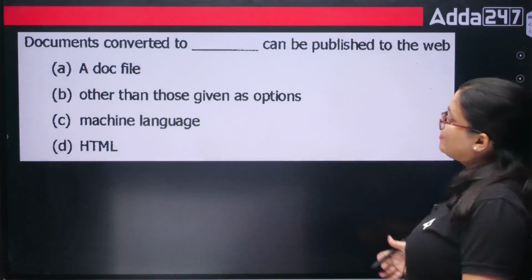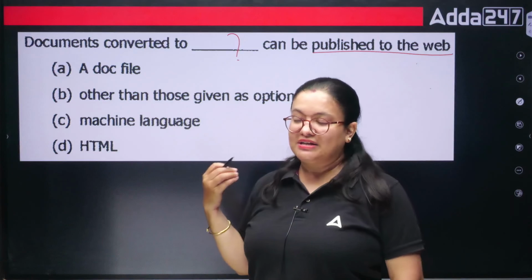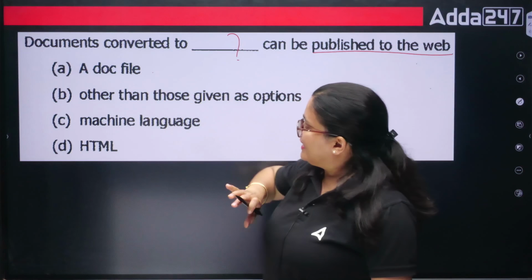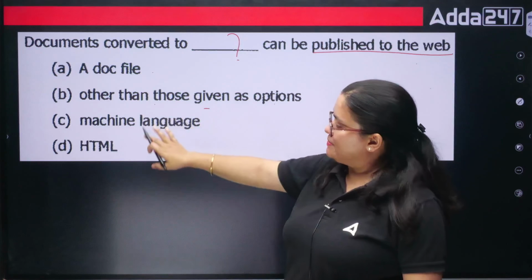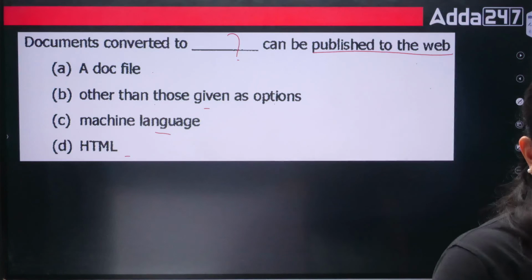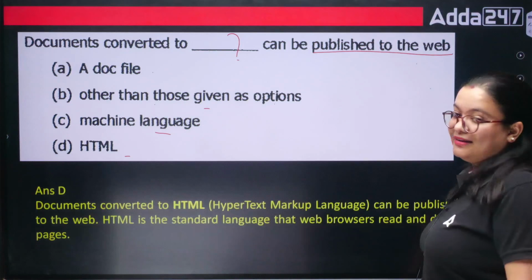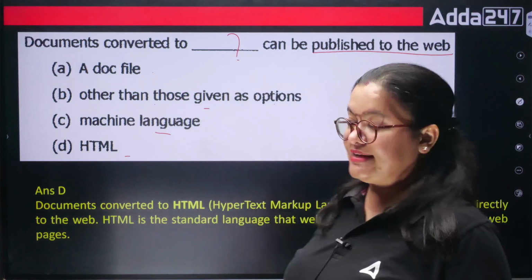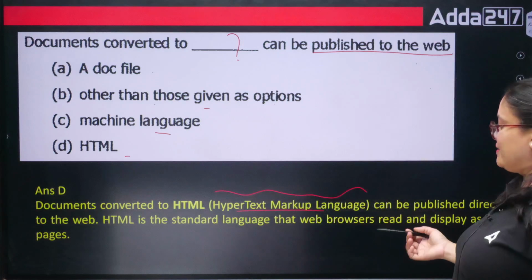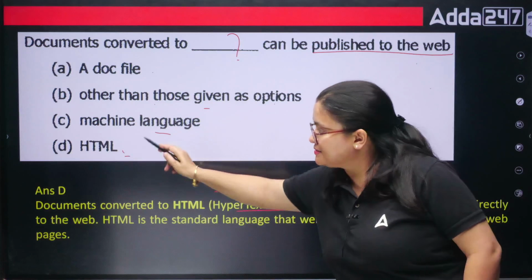Next question, documents are converted to dash which can be published to the web. If you want to publish anything to the web, you first have to convert a document into a file other than those given as options, machine language or HTML. This is also an easy question. The documents have to be converted into HTML form before they can be published on the web, right? So the answer is HTML. What is the full form of HTML? Hypertext Markup Language. It is the standard language that web browsers read and display as web pages. So the answer is HTML.